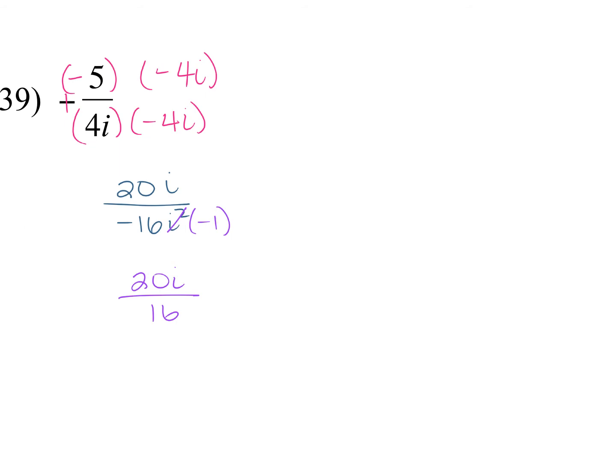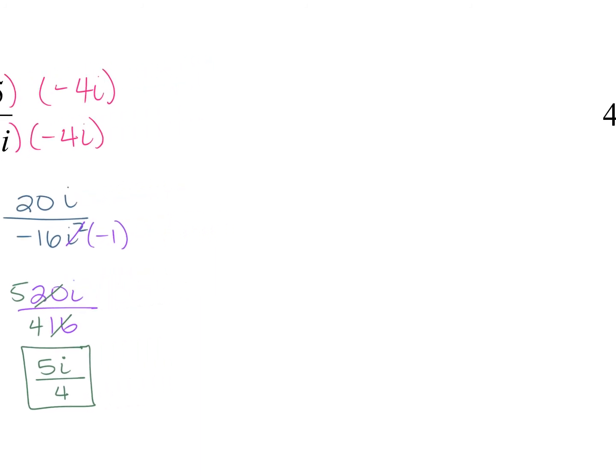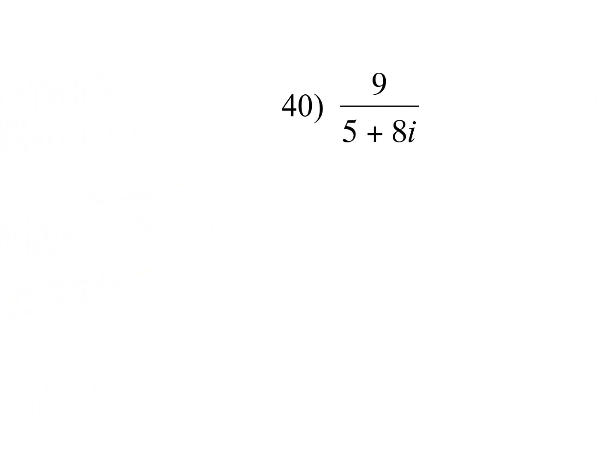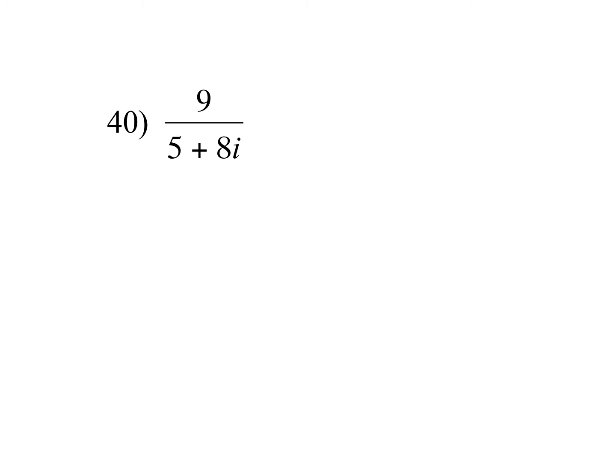From here, you simplify. 4 goes into both 20 and 16 evenly. So 16 divided by 4 is 4. 20 divided by 4 is 5. That gives you 5i over 4. For our next one, number 40, we have 9 over 5 plus 8i.